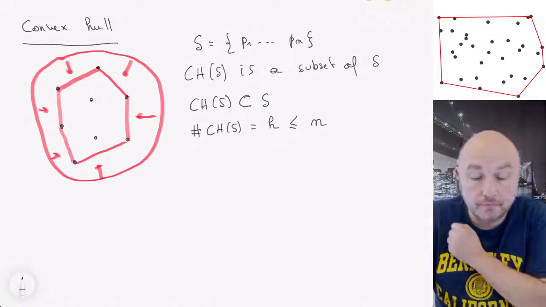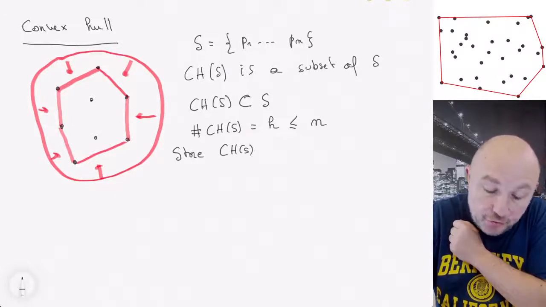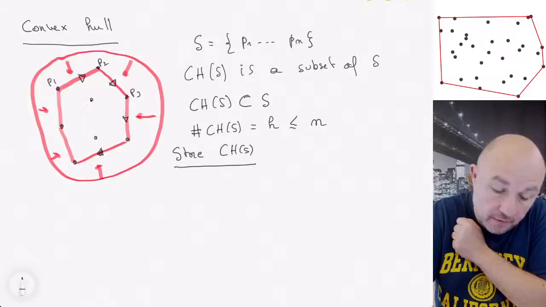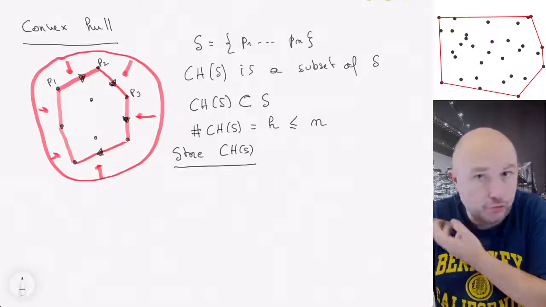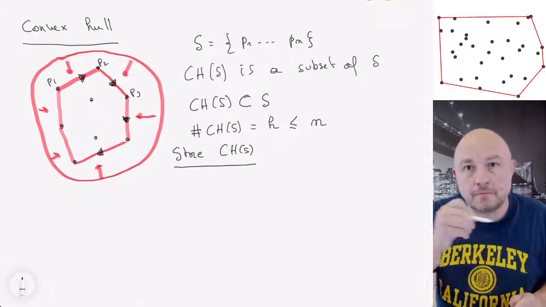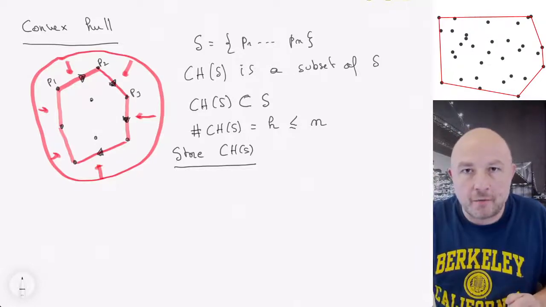Then, in order to store CH of S, we're going to assume that the points are going to be stored in the clockwise direction, like that. So if you have to do a computation in a program that computes convex hull, the result will be a list of points in clockwise order. Okay, so that you can draw them easily one by one.